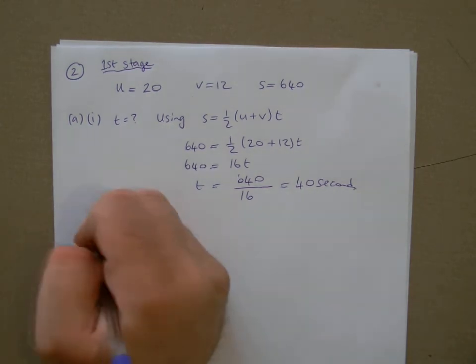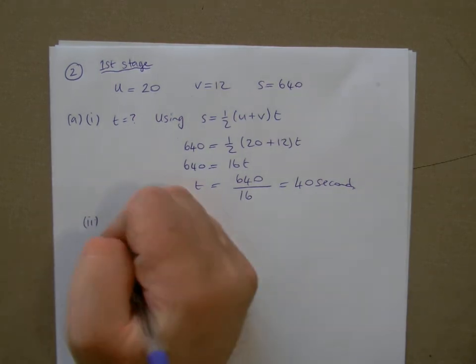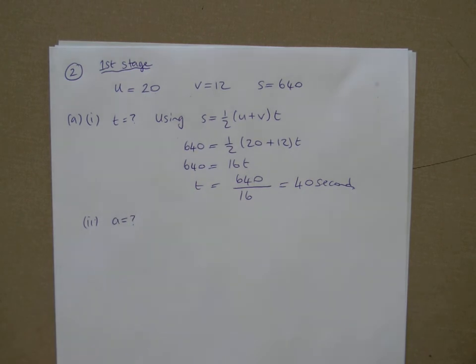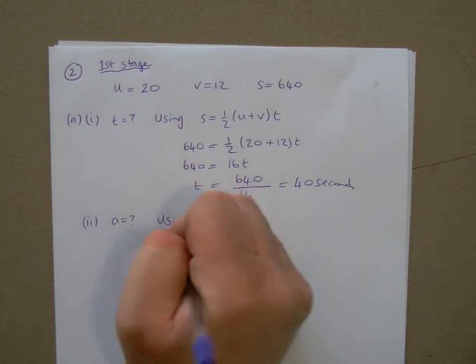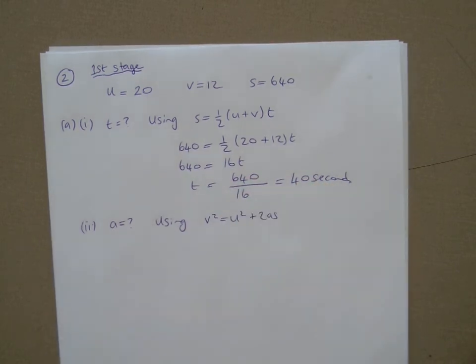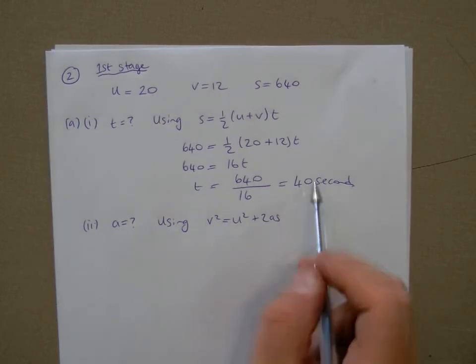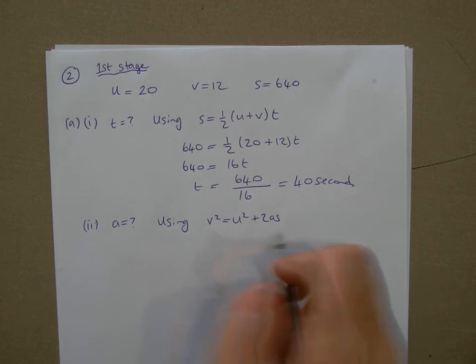Part 2 then, it talks about find the deceleration, so we want a. To get a, we could use v equals u plus at, or we could use v squared equals u squared plus 2as. I'm tempted to use the latter one, simply because if I use v equals u plus at, I've got to use the time I worked out here. Now that could be wrong, I could have made a mistake there. So let's use this one.